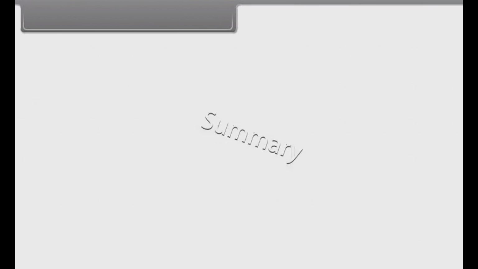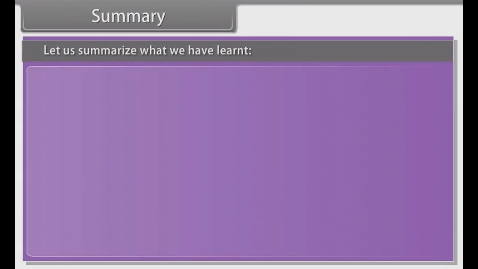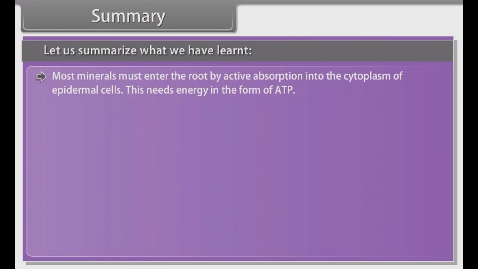Summary. Let us summarize what we have learnt. Most minerals must enter the root by active absorption into the cytoplasm of epidermal cells. This needs energy in the form of ATP.